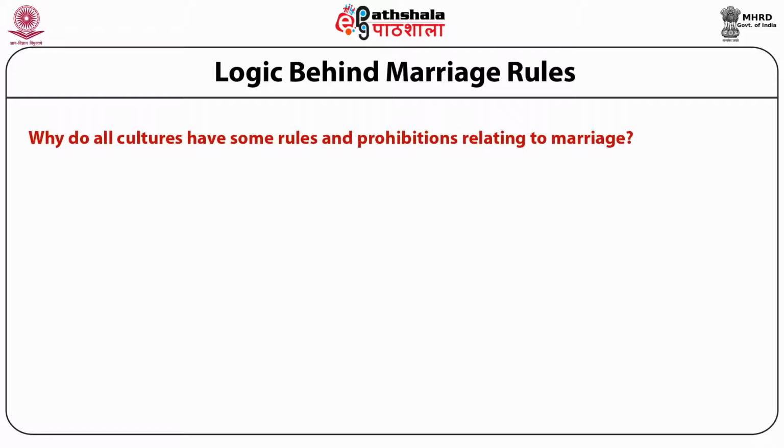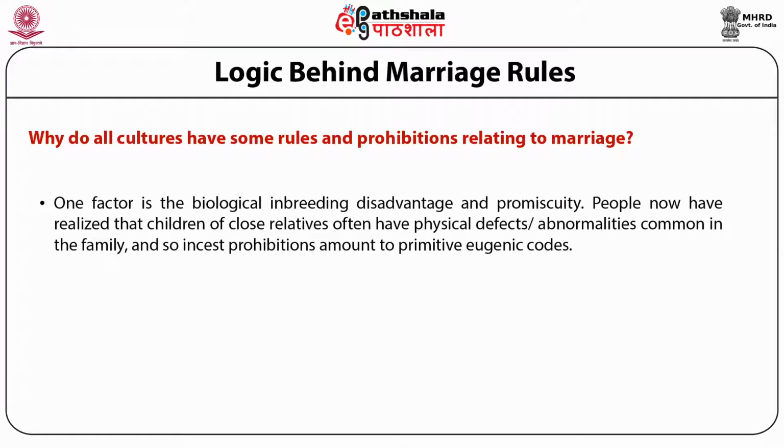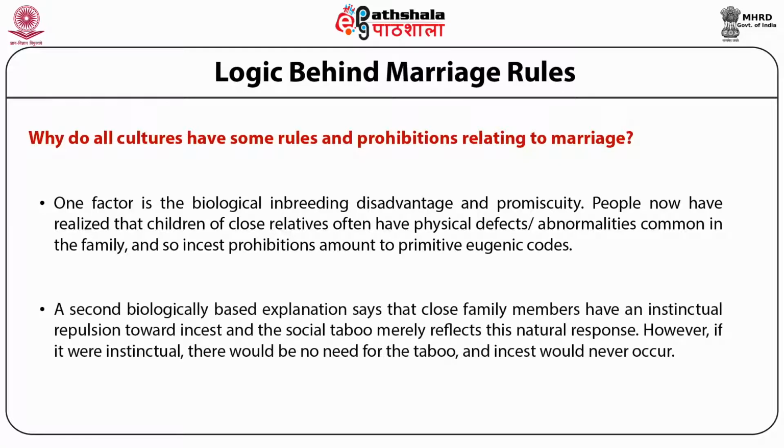Let's now come to know the logic behind marriage rules. Why do all cultures have some rules or prohibitions relating to marriage? One factor is the biological inbreeding disadvantage and promiscuity. People now have realized that children of close relatives often have physical defects and abnormalities common in the family, and so incest prohibitions amount to primitive eugenic codes. A second biologically based explanation says that close family members have an instinctual repulsion towards incest, and the social taboo merely reflects this natural response. However, if it were instinctual, there would be no need for the taboo and incest would never occur.